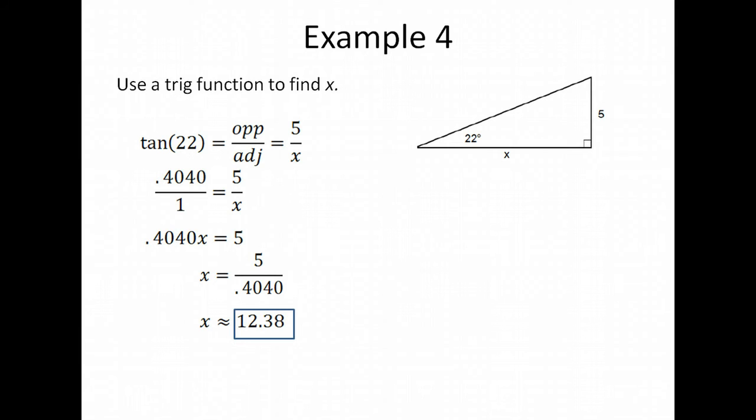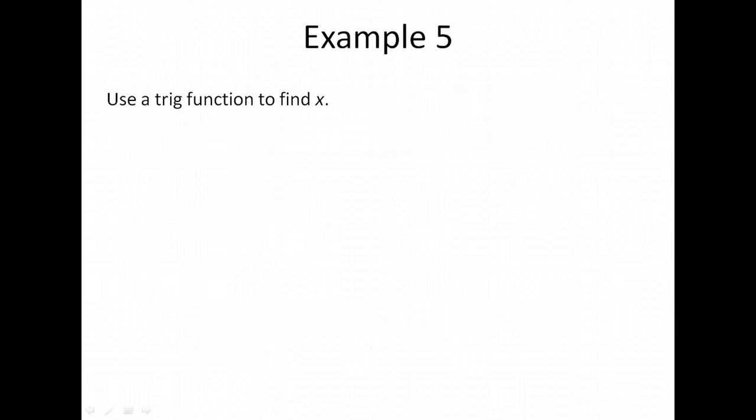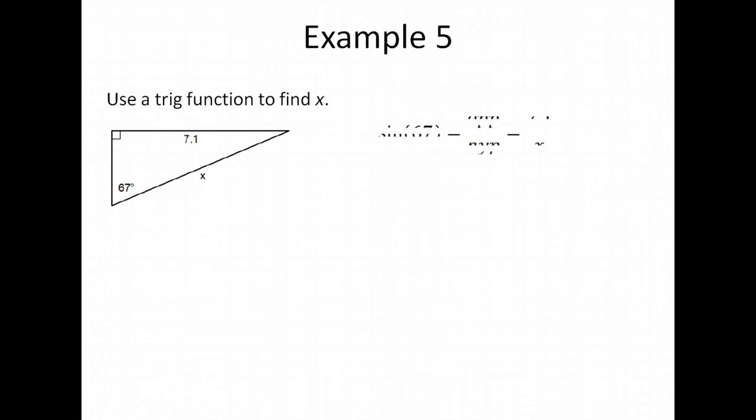Okay, example 5 is going to be using the same thing with a different triangle and a different thing that we're looking to find. So our diagram this time shows us that we have a 67-degree angle, and the leg that's opposite the 67-degree angle is 7.1, but the x is representing the hypotenuse. So since we have the opposite leg and we're looking for the hypotenuse, we're going to use the sine function. So sine 67 is equal to the opposite leg divided by the hypotenuse, so in this case it's 7.1 divided by x.